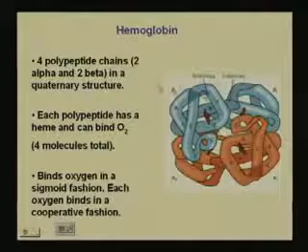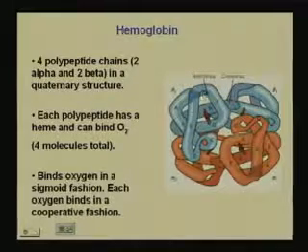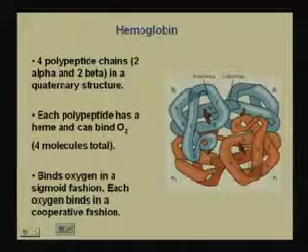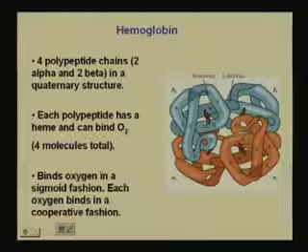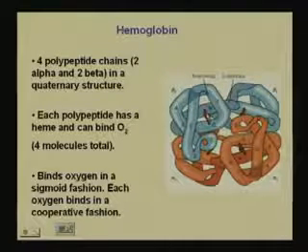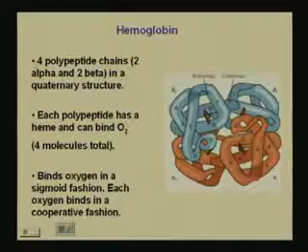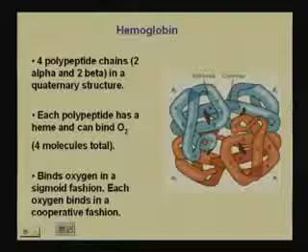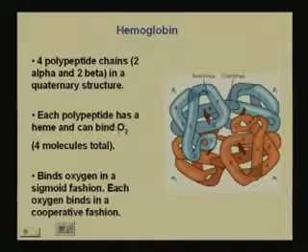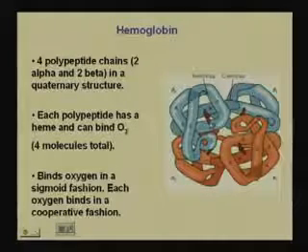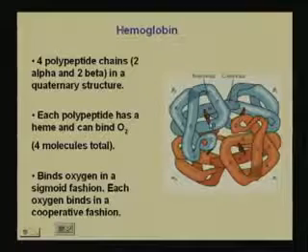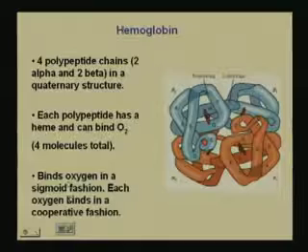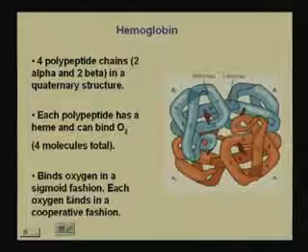So we have the tetrameric protein hemoglobin. It has 2 alpha chains and 2 beta chains. Each of these has a heme associated with it. So there are 4 polypeptide chains, 2 alpha and 2 beta, in the quaternary structure. Each polypeptide has a heme and it can bind oxygen, and we will see that the oxygen binding is in a sigmoid fashion. We'll see what that means.